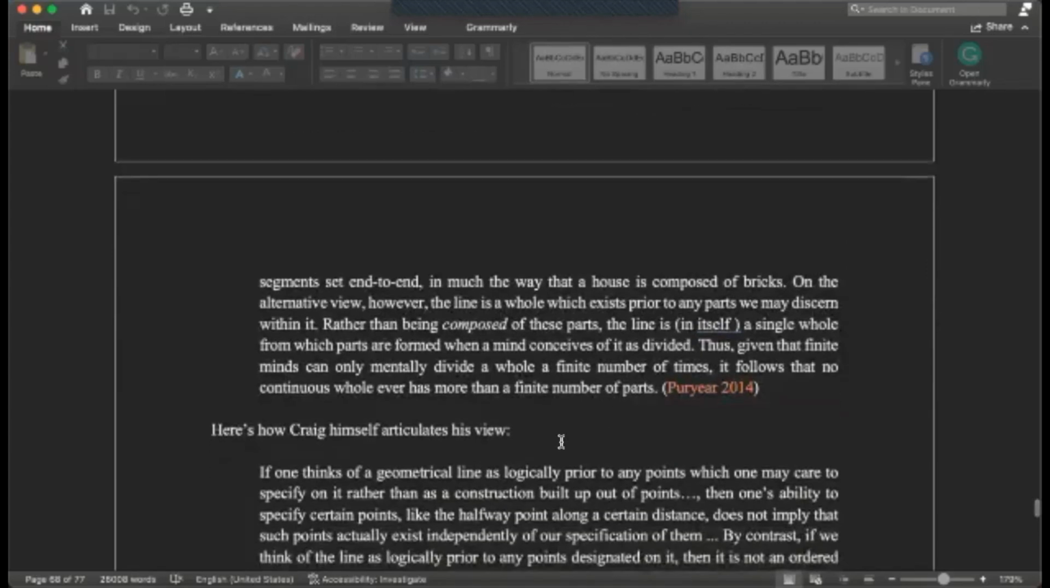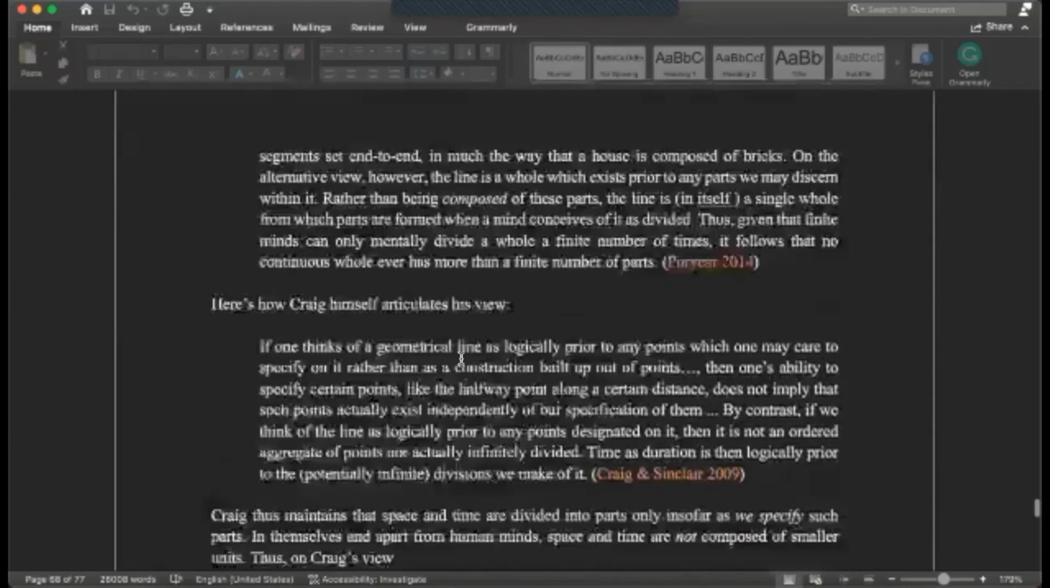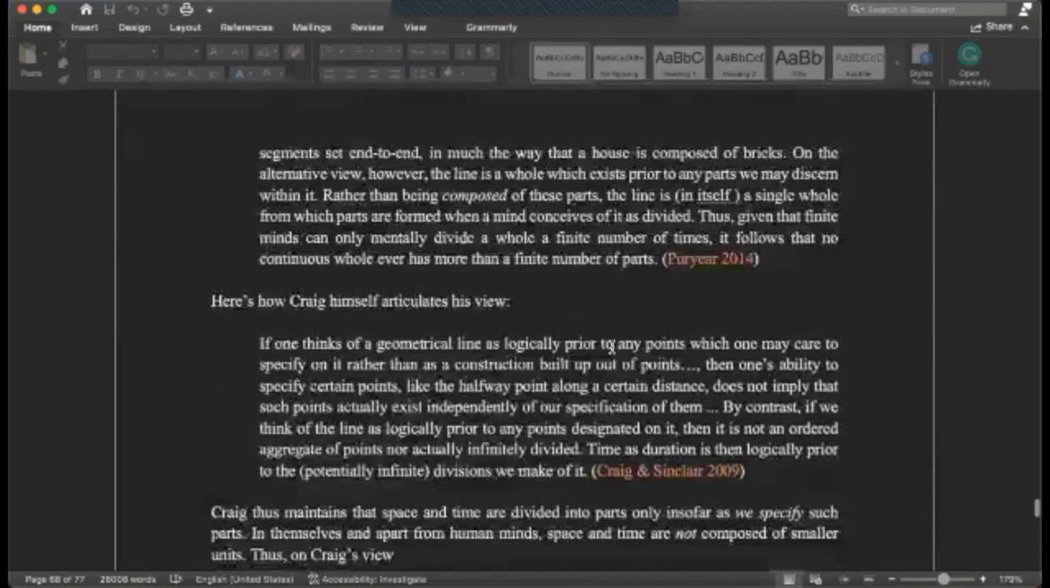Here's how Craig himself articulates his view. If one thinks of a geometrical line as logically prior to any points which one may care to specify on it, rather than as a construction built up out of points, then one's ability to specify certain points, like the halfway point along a certain distance, does not imply that such points actually exist independently of our specification of them. By contrast, if we think of the line as logically prior to any points designated on it, then it is not an ordered aggregate of points, nor actually infinitely divided. Time as duration is then logically prior to the potentially infinite divisions we make of it.